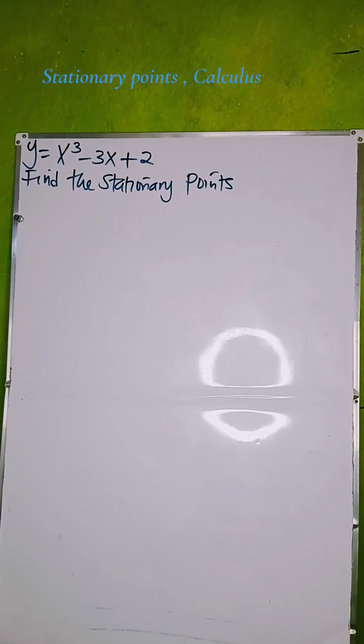So welcome back to our lesson. Today we are looking for the stationary point. In this concept of stationary point, we are given that y is equal to x cubed minus 3x plus 2. Our assignment is to find the stationary points, and then we determine their nature, whether maximum or minimum points.